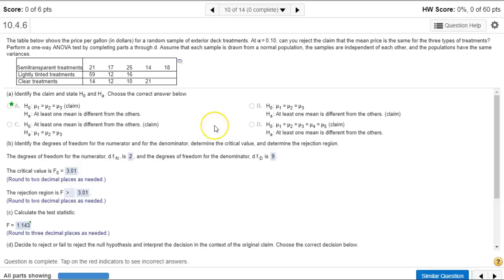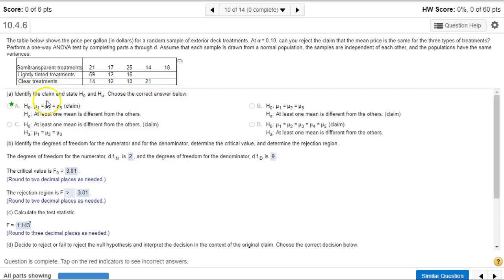All right, so let's look at problem 10.4.6. For this problem, we're dealing with ANOVA, as you may know. And the first part asks, identify the claim and state H naught and HA, the alternative hypothesis. Choose the correct answer below.